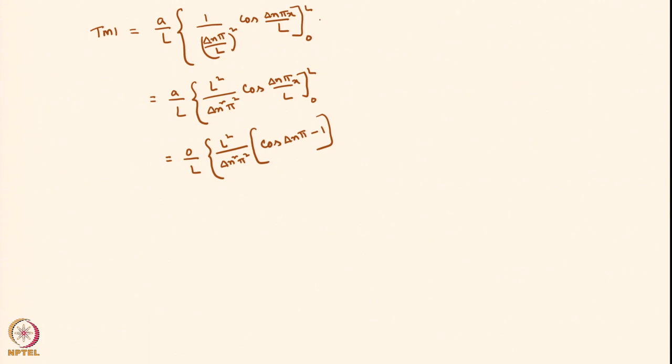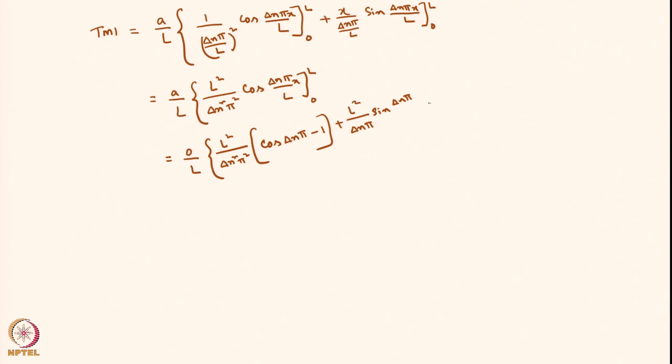Okay. Now the second term was plus x by delta n pi by L sin delta n pi x by L evaluated from 0 to L. So this will be nothing but plus... Now, if I plug in the L value, then x will be L and this will be L square by delta n pi sine of delta n pi, because when x is equal to L, this will be sine delta n pi. When x is equal to 0, of course, this term will go to 0, so there will be nothing left. This is your second term.